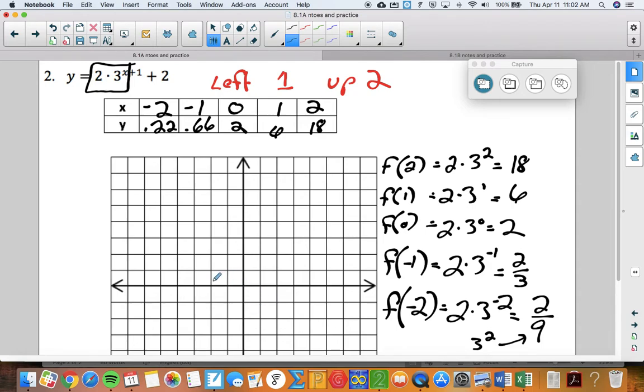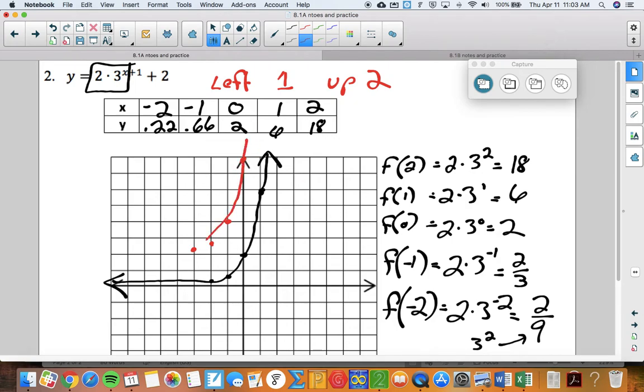So let's see, -2, 0.222, which is about 1/5 of the way up. -1, 0.666, which is 2/3, or 0.7. I guess it's funny I used a fraction then when I said it, but I think of it more clearly when it's a decimal. So there's kind of our parent function using the a value and the base, but then we need to shift all these points left 1 and up 2. Left 1 up 2, left 1 up 2, left 1 up 2, left 1 up 2.